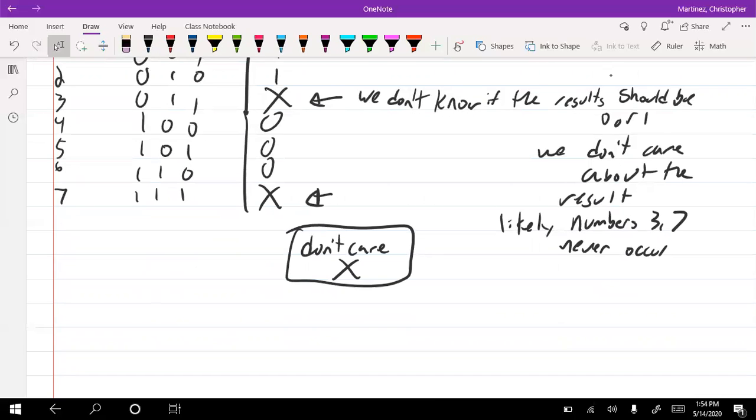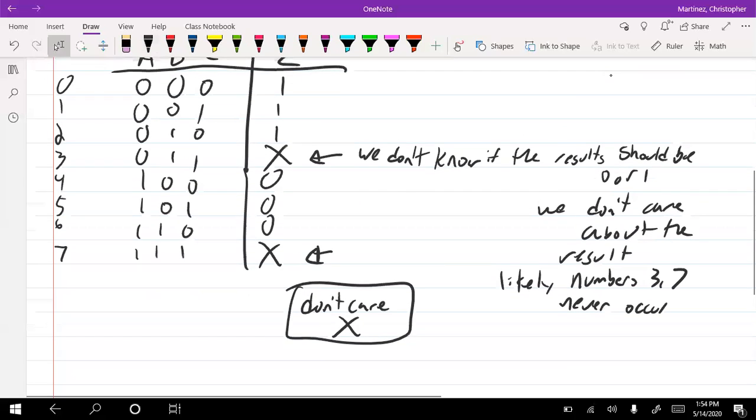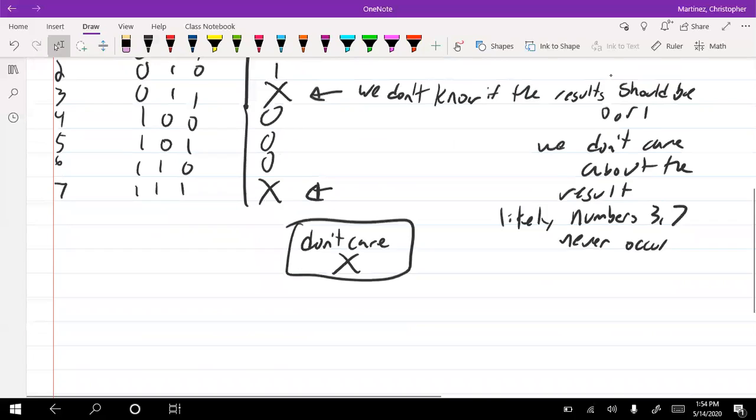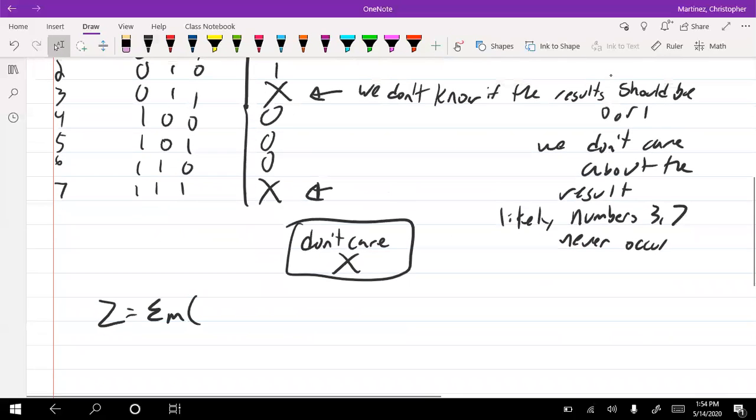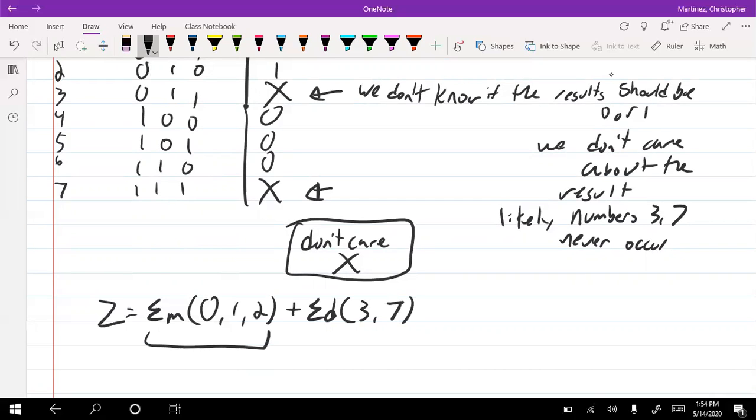All right, so what is this going to mean if we're going to write an expression out? When I write the expression out, I need to tell about these don't cares. So I can say Z is the summation of little m's. I'm going to do a sum of products. That's 0, 1, and 2. And then I'm going to add to it plus summations, and I'm going to put D for don't care. It's don't care 3 or 7. So here are my minterms equal to 1, and then I have my minterms equal to don't care.